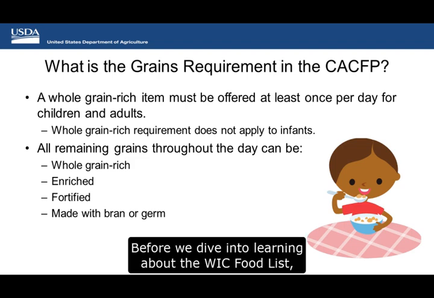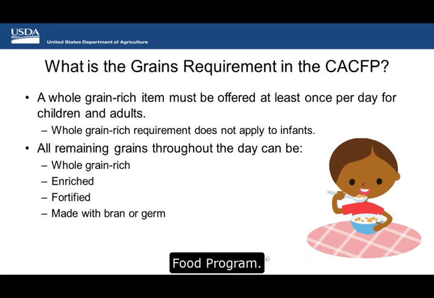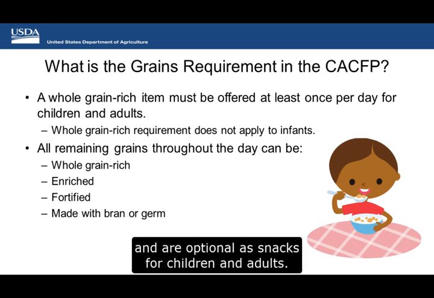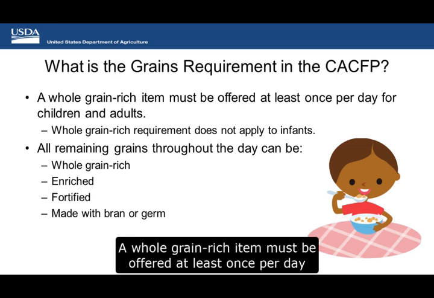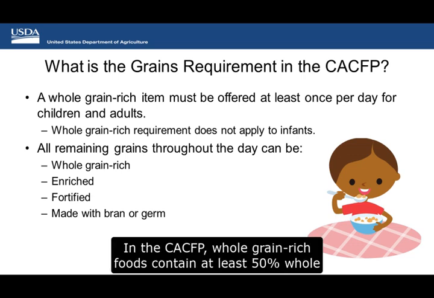So before we dive into learning about the WIC food list, let's talk about grains in the Child and Adult Care Food Program. Grains are required at breakfast, lunch, and supper, and are optional as snacks for children and adults. A whole grain rich item must be offered at least once per day for children and adults, but there is not a whole grain rich requirement for infants.